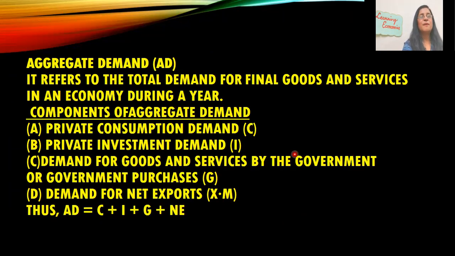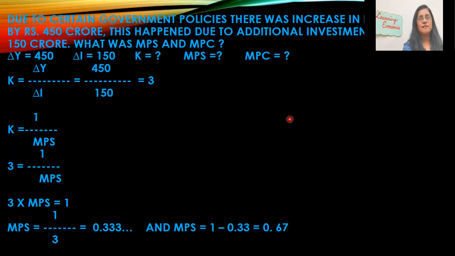So the next topic will be aggregate demand, but children, I will do that in the next video. And till then, you should go through all these numericals. Then we'll be studying aggregate demand and aggregate supply in the next video. So today, what we have done is multiplier, and we have discussed 8 numerical questions related to multiplier, marginal propensity to consume, and marginal propensity to save.